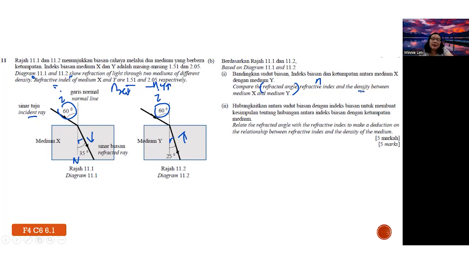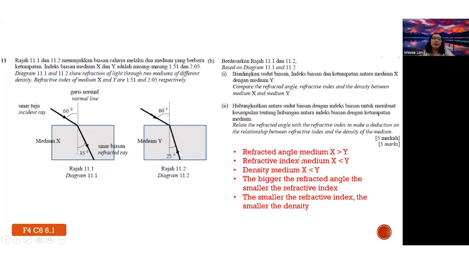And lastly, density is related to refractive index. If the refractive index is lower, the density will also be lower. Similarly, if higher, then higher. Hence, you will be able to give the first 3 ideas. Refracted angle in medium X is greater. Then refractive index for medium X is lesser. Then density of medium X is also lower. Or you can use the term greater, or even use the signs, greater sign or lower sign.